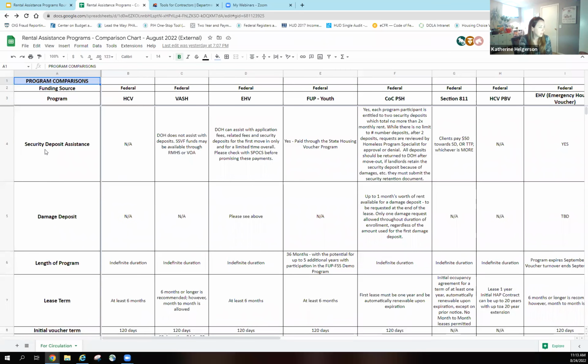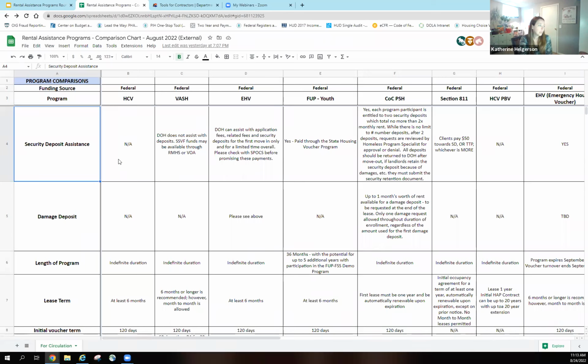So we have, you know, does the program provide security deposit assistance? Let's look at row 2, which is going to have how are we funded? How is the program funded? Of course, that usually informs whether or not we can do certain things. If it's federal dollars, we have a lot more guidelines versus state dollars. But just for your information, we wanted to provide the funding source.